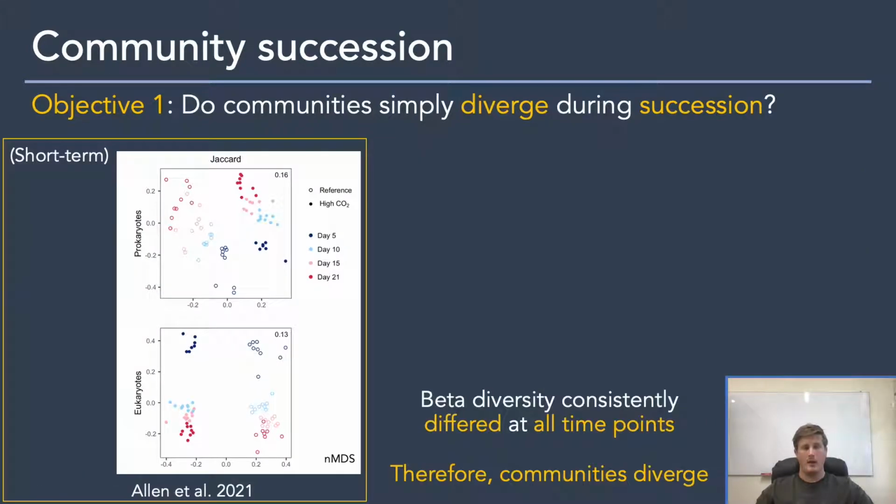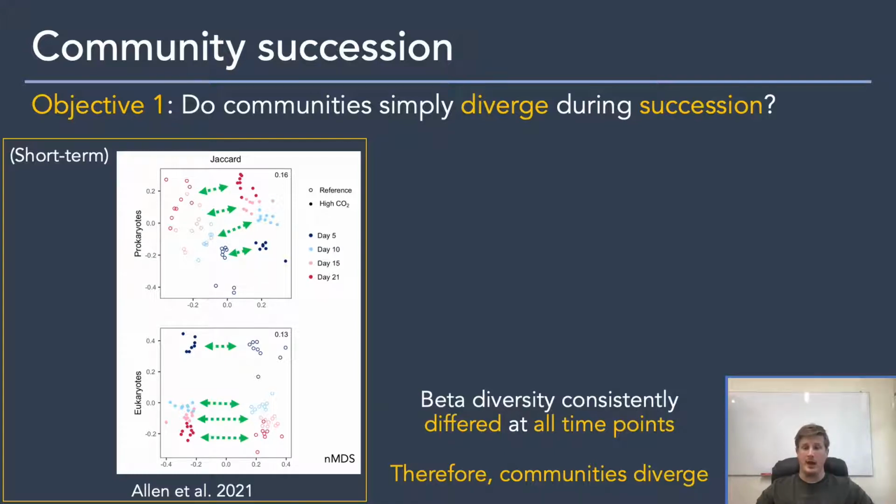For the shorter term, where we took samples up to 3 weeks after 5, 10, 15 and 21 days, was a comparison between the prokaryotic community and the eukaryotic. So this is the very early stages of development. And what we found was that the sites would be consistently separated in terms of their community composition.